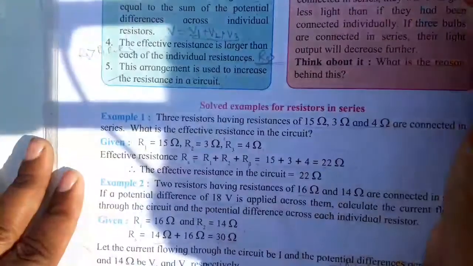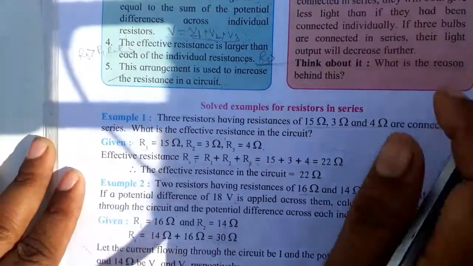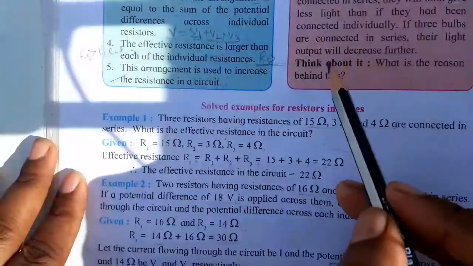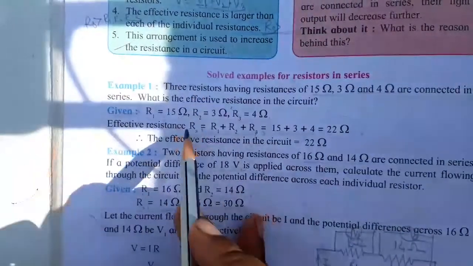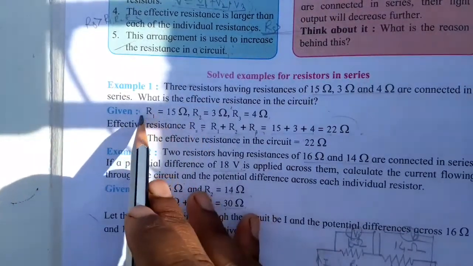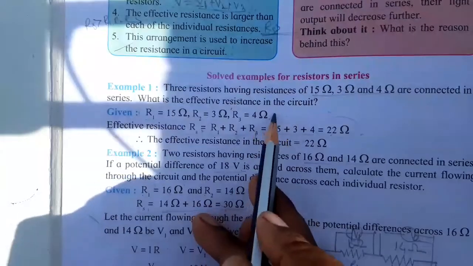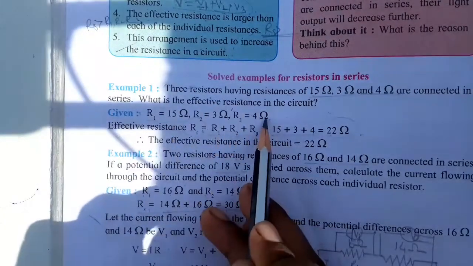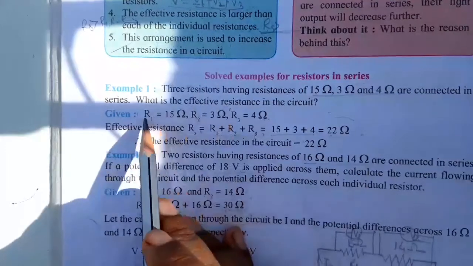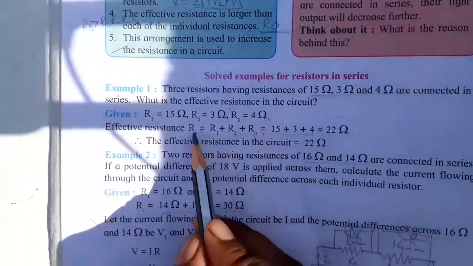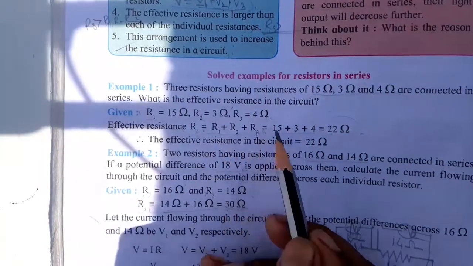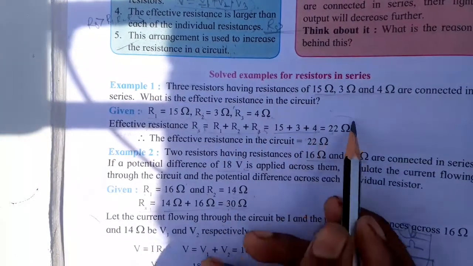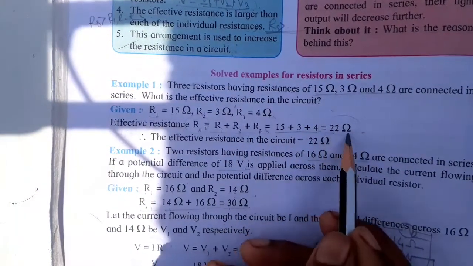Next, this you have to do as self study. Now solve examples. In this first example, some resistors R1, R2 and R3 are connected in series. We have to calculate the effective resistance. Write down the given quantities, then the effective resistance RS is R1 plus R2 plus R3. Add the resistances and the final answer is 22 ohm.